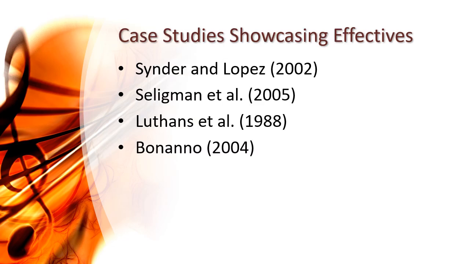Next are case studies or examples showcasing effectiveness. There are four. The first is a chapter titled Positive Psychology and Psychological Disorders, where Snyder and Lopez, 2002, explore the intersection of positive psychology with the understanding and treatment of psychological disorders. They emphasize the importance of integrating strengths-based approaches with traditional pathology-focused methods in clinical practice. The authors argue that focusing on strengths, virtues, and positive emotions can complement traditional therapy by fostering resilience, improving coping strategies, and enhancing overall well-being in individuals dealing with psychological challenges.